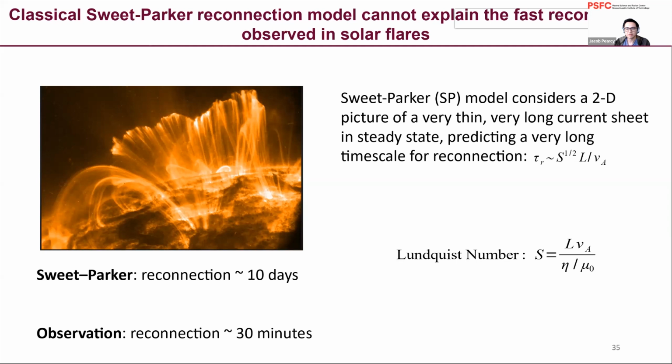And the parameter that ends up being really important to all these reconnection discussions is the Lundquist number, S, which is a characteristic length scale multiplied by the Alfvén speed divided by the magnetic diffusivity. It tends to be quite large, which is why the Sweet-Parker model, which predicts a time scale that scales with the square root of the Lundquist number, is too long, essentially.